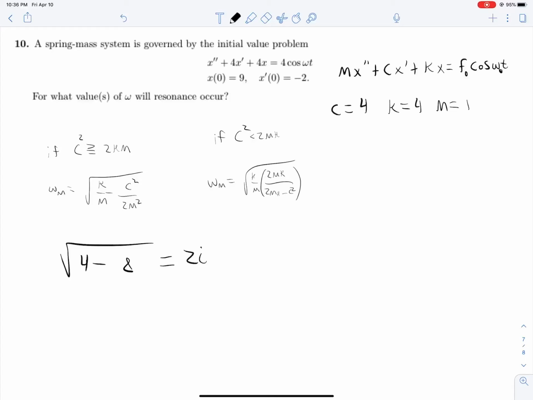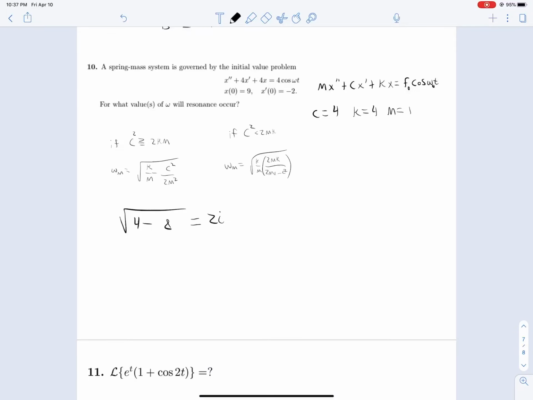And the book never talked about, as far as I could read, what it necessarily means when you get an imaginary value for this omega. I can't imagine that it means anything good. If this was the exam and I didn't know what it meant, I'd probably just say that practical resonance does not occur for any real value of omega, which is perfectly true. So there are no values for omega for which practical resonance will occur in this case.